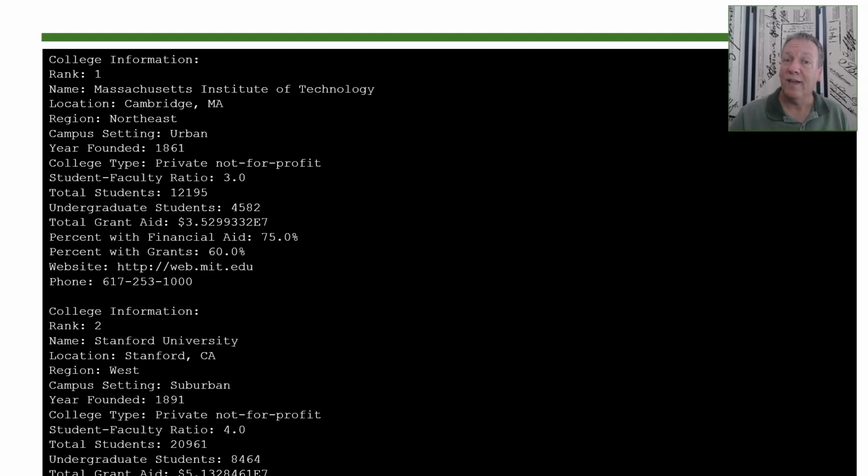Hey, notice it worked, and I've got college information. There's the first ranked college, the Massachusetts Institute of Technology. Number 2, Stanford University, and it will keep going and print out all the other ones as well too. So this was a success.